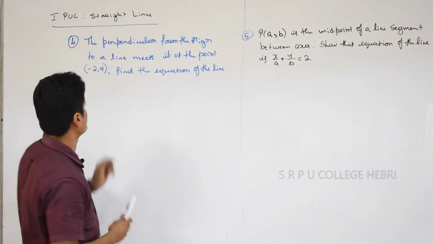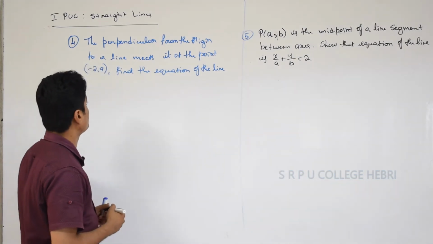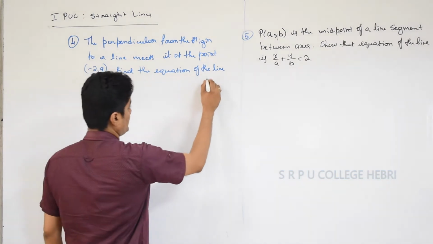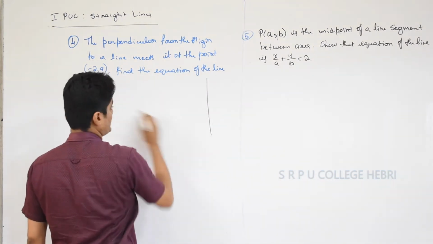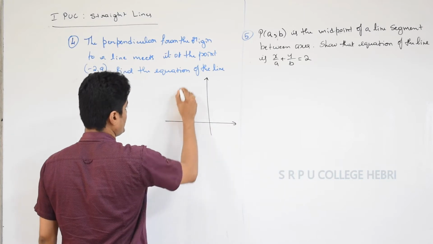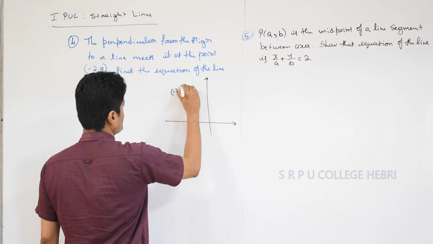Okay. So next question: the perpendicular from the origin to a line meets it at the point minus 2, 9. Find the equation of the line. See, the diagram will be like this. Minus 2, 9 will be in the second quadrant. Approximately, you can tell like this. Not the exact position, the approximate position.